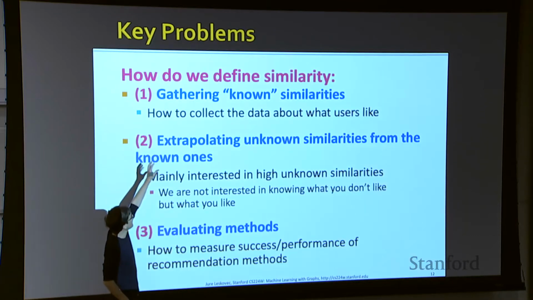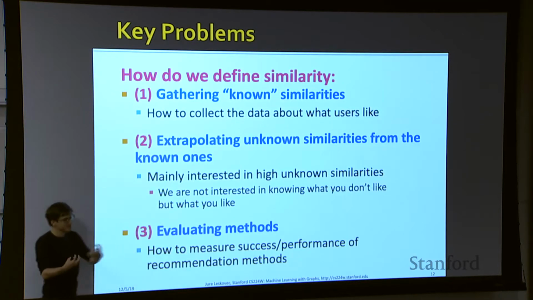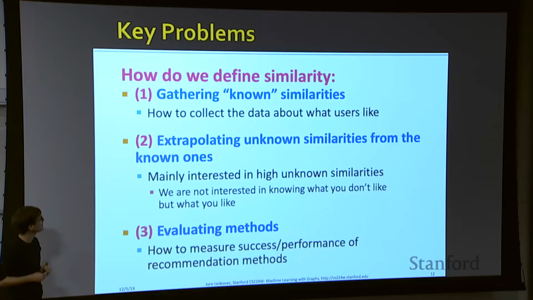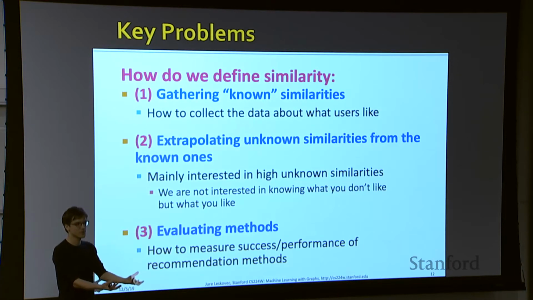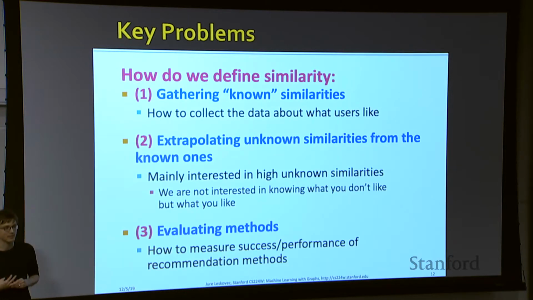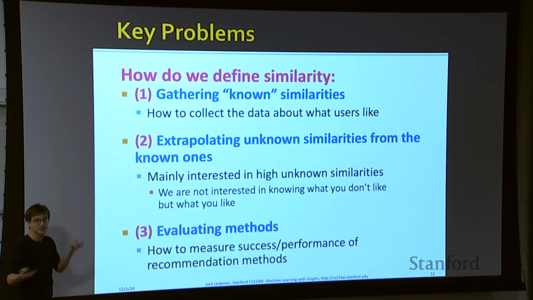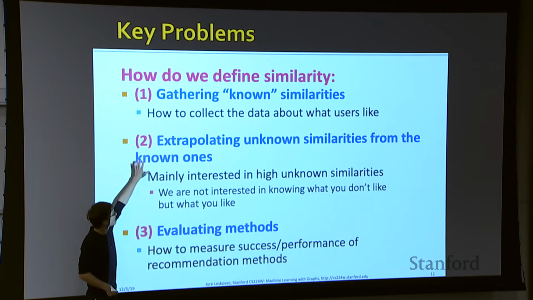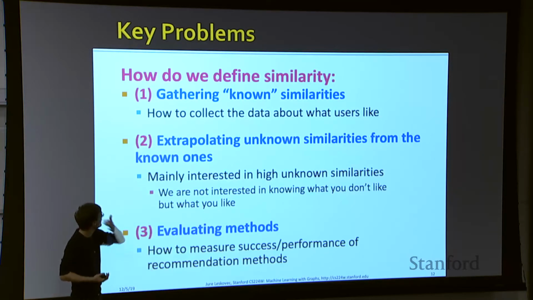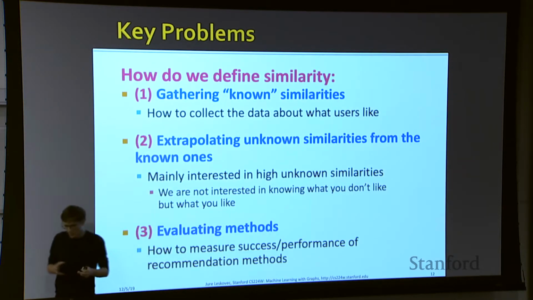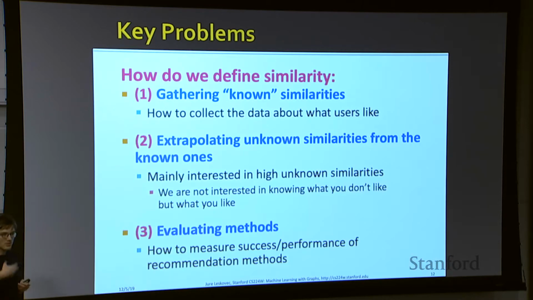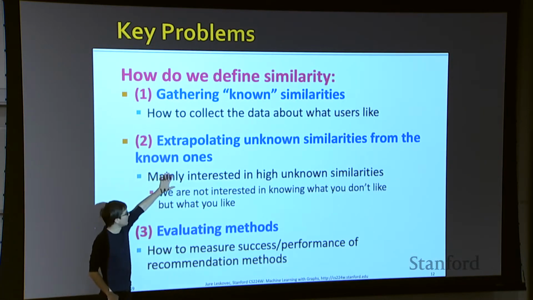First, we need to figure out how to gather some signal of what is similar or what is related. That's always important, right? How do I know which songs you liked and which songs you didn't like? I need to get some data about that. Then, once I have this training data, I need to build a method that will, for some unknown song, say how much you will like that song. So that's the prediction problem, right?